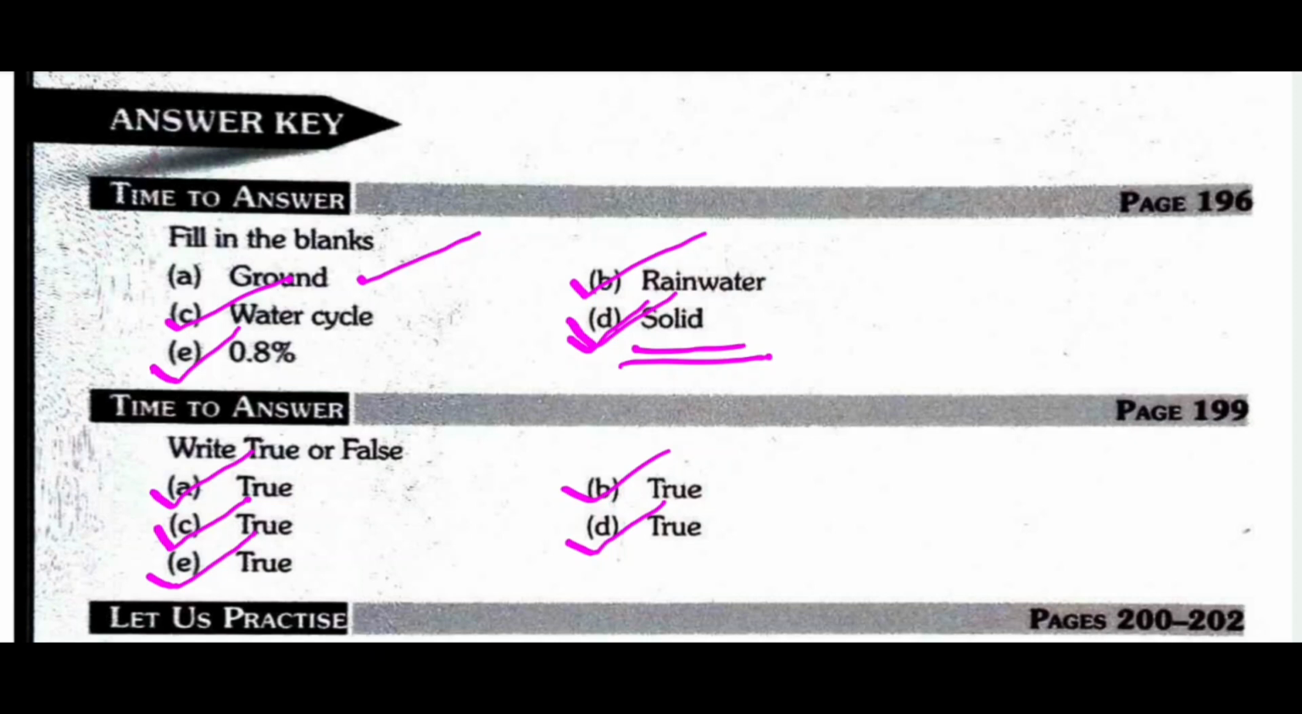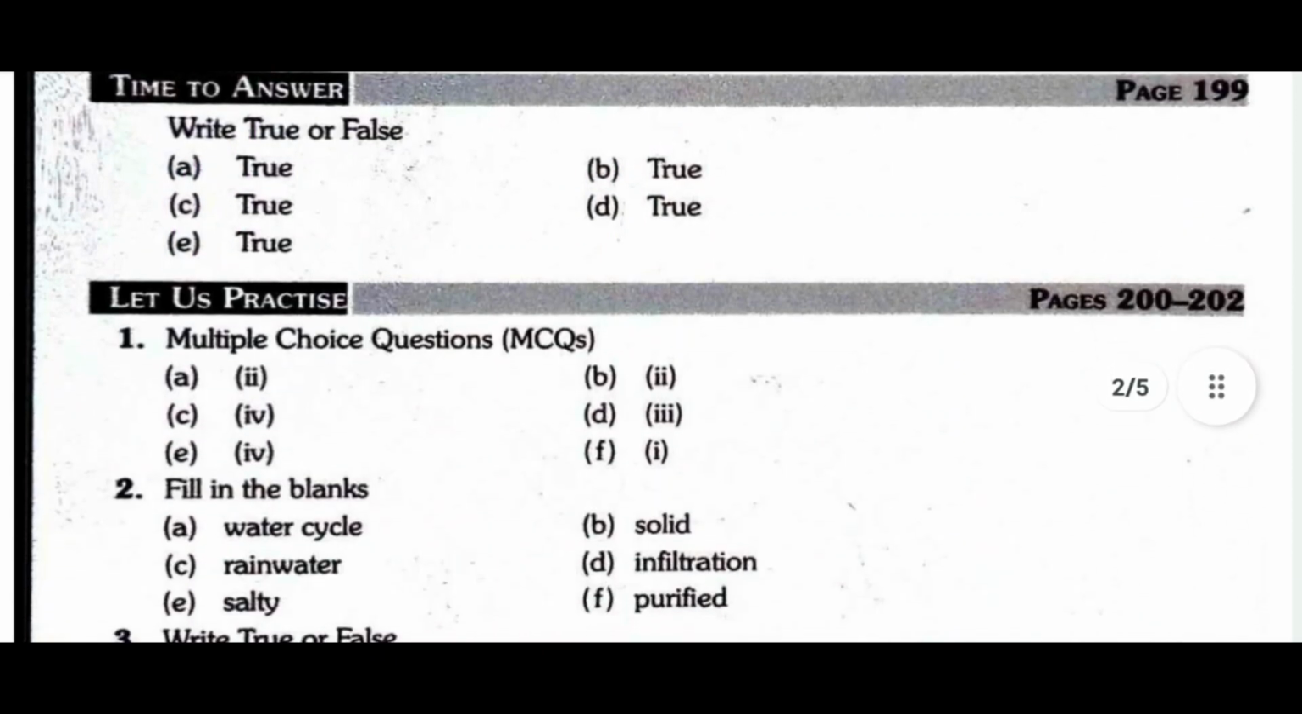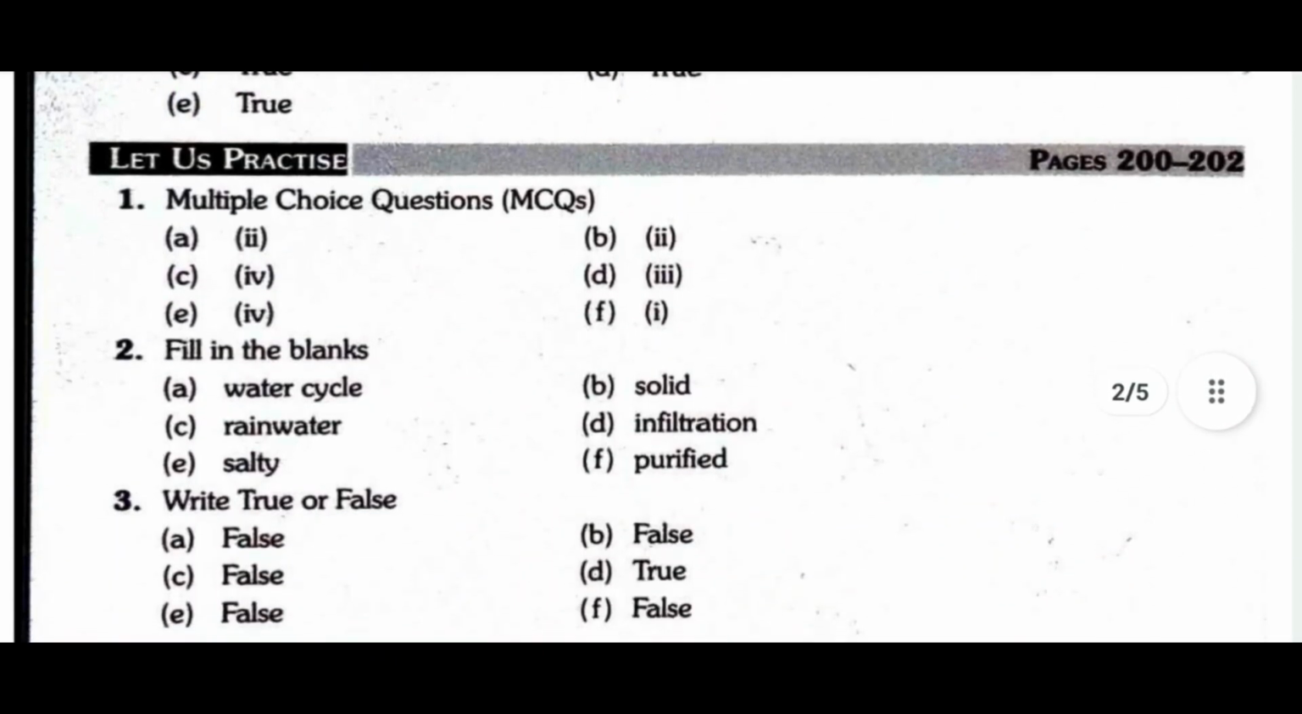Then next come to your textbook question answers. First is your multiple choice questions. You check from your book. The percentage of fresh water available on the earth is what? 2.5%. Sorry, 2.5%. The percentage of fresh water. Second option.